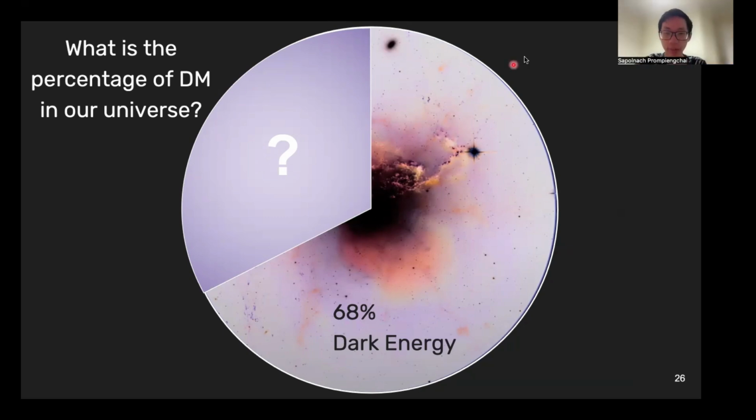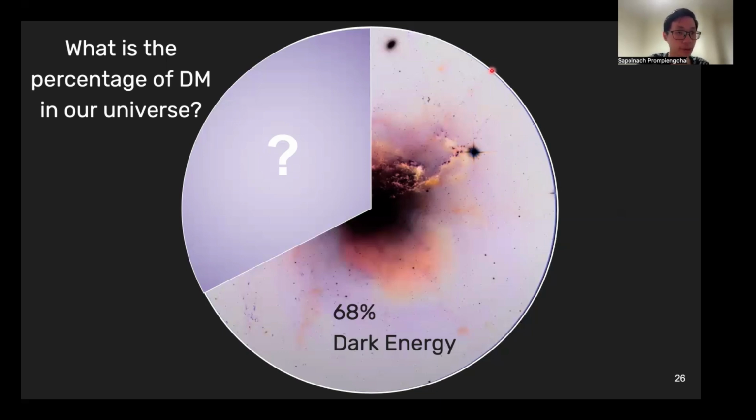As we can see on this pie chart, 68% is dark energy. But for the remaining 32%, how much of it do you think is dark matter? Is it 0% dark matter and 32% visible matter? 5% dark matter and 27% visible matter? Is it equal, 16% dark matter and 16% visible matter? Or do you think there's 27% dark matter and 5% visible matter? Or do you think the remaining 32% is dark matter and there's no visible matter at all? Okay, so I would end the poll here.